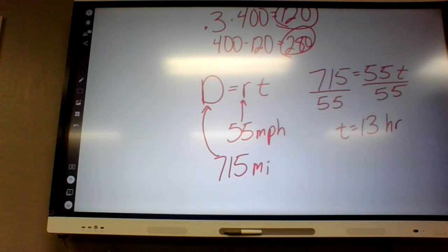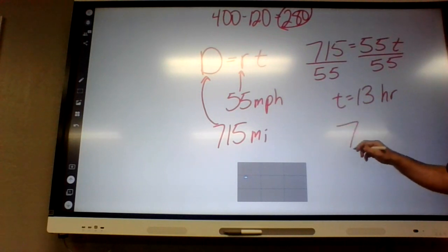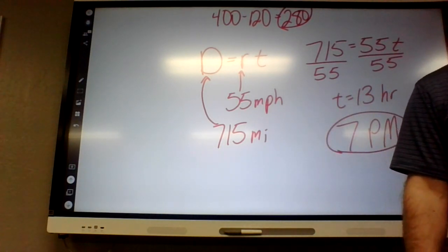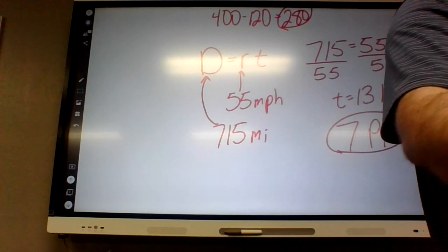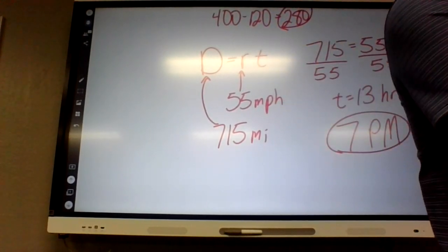7 p.m. Right, 6 a.m. plus 12 hours. So you go around the clock 12 hours, you're at 6 p.m., right? So plus one more hour after that would get you to 7 p.m. Starts at 6 a.m. plus 13 hours. 13 hours later would be 7 p.m.